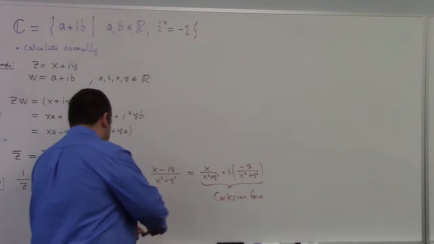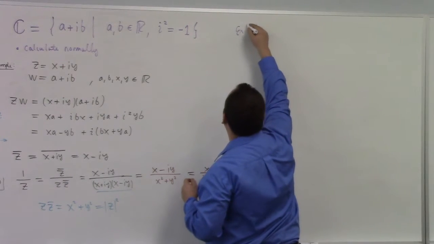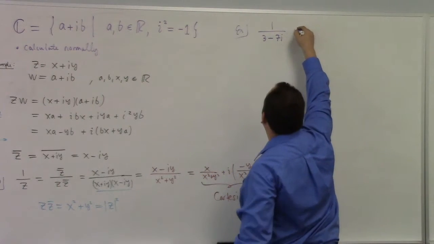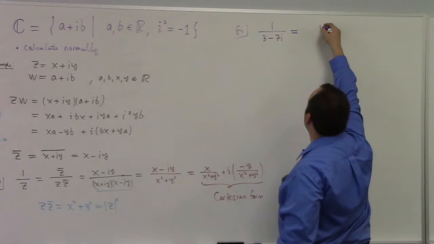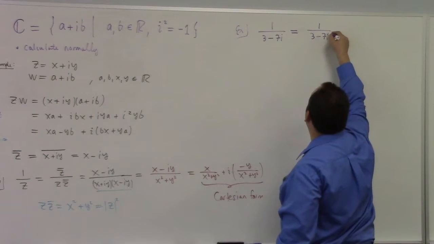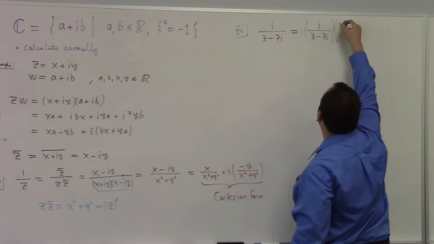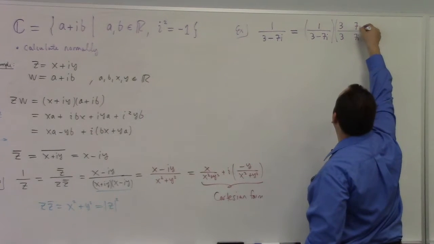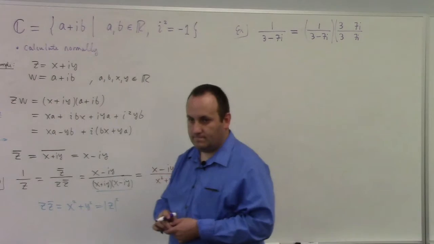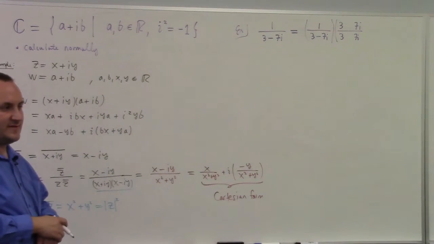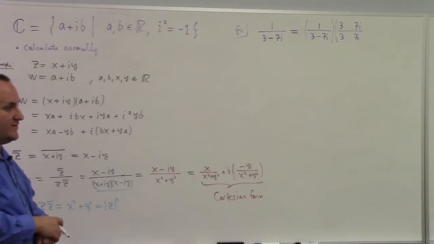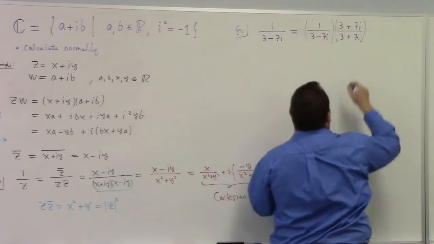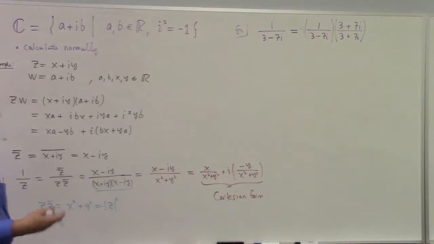Now, let me make this a little bit more down to earth. For example, suppose we have 1 over 3 minus 7i. How can I put that in Cartesian form? I multiply this by what over what? Minus or plus the 7i? Plus. Okay, good. So how did you know that? What's the rule here, basically? Just flip i to minus i. That's complex conjugation, right?